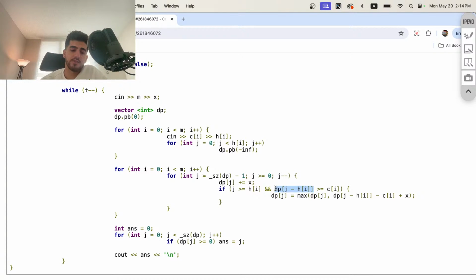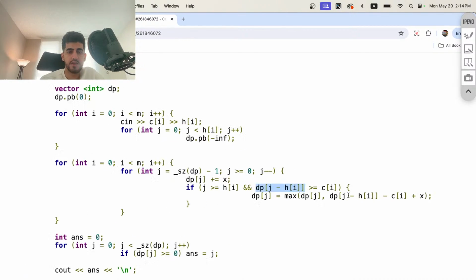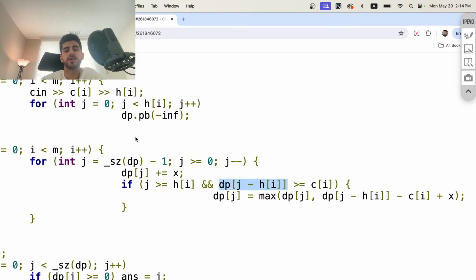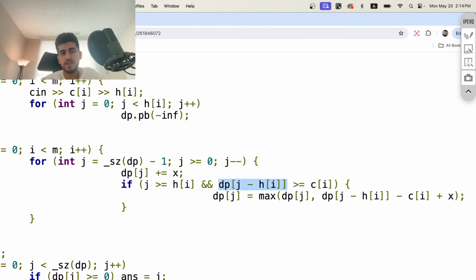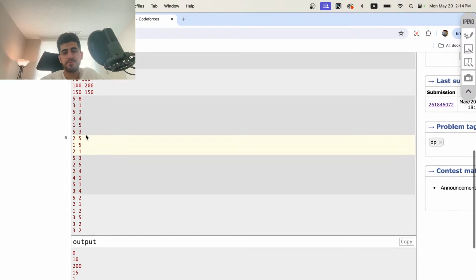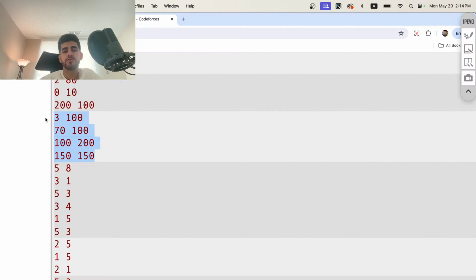I'm just saying this, and there's nothing complicated in here. That's exactly the same thing I did on this example. You saw that when 70 and 100 came, nothing was updated. When 100 and 200 came, the only thing I was doing was to update dp of 200. dp of 200 was updated by dp of 0, and the cost was 100. So I said that this is equal to dp of 0 minus this 100 plus this 100.